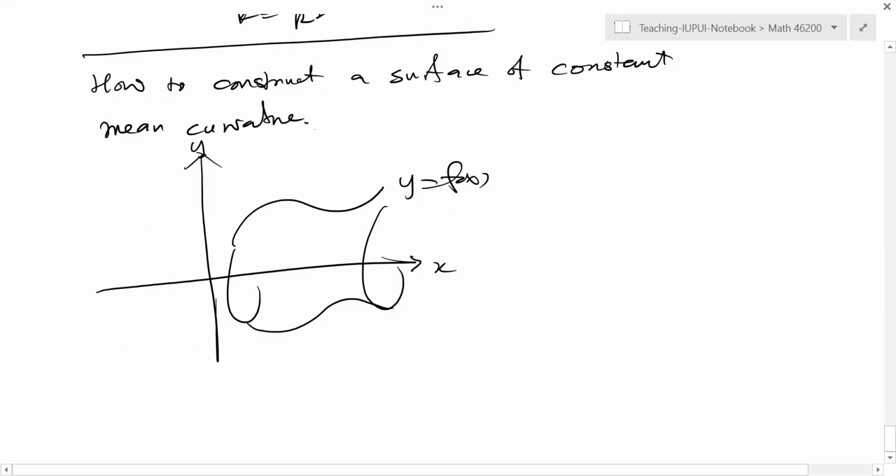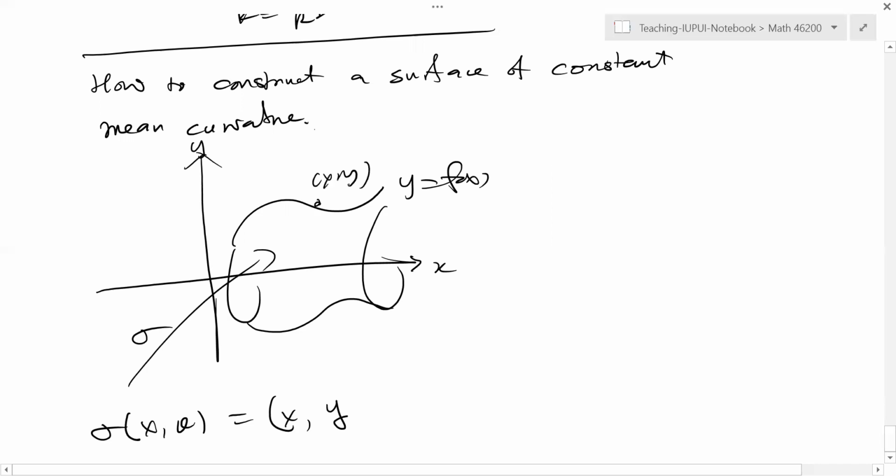So this surface, you can have a surface patch, sigma. Okay, the x is the x, and this would be y. You know, this is a point x and y, right? And that would be y cosine theta.